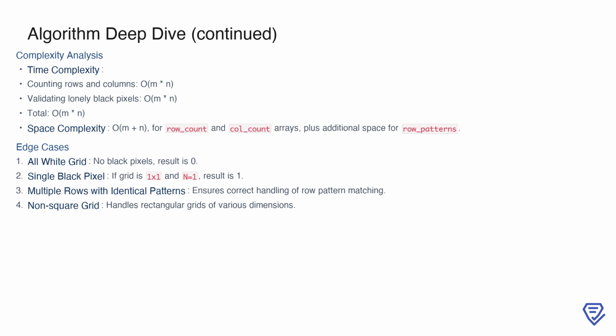The algorithm handles various edge cases, such as an all-white grid where the result is 0, a single black pixel in a 1x1 grid with n equals 1, and grids with multiple rows sharing identical patterns. It also accommodates rectangular grids of different dimensions, demonstrating its flexibility and robustness in solving the problem efficiently.